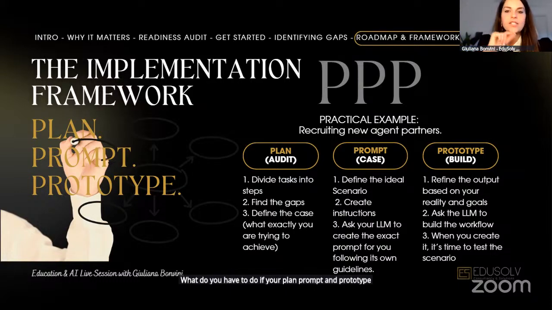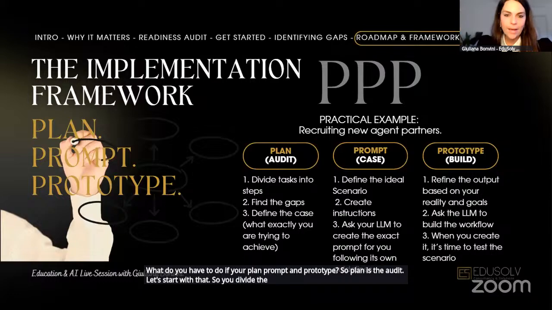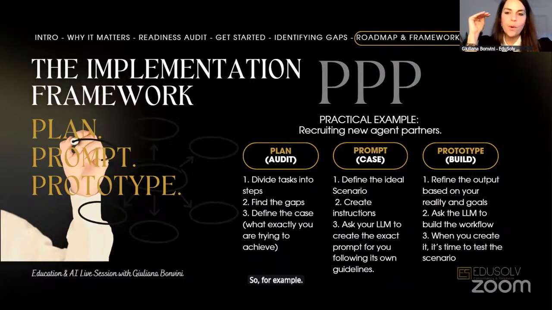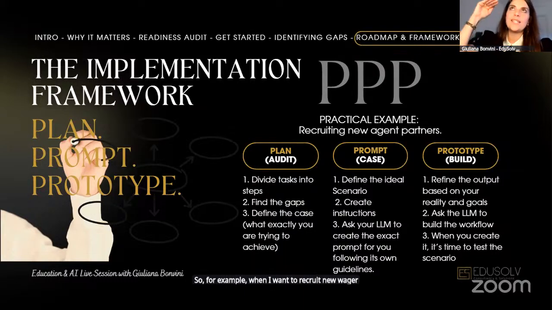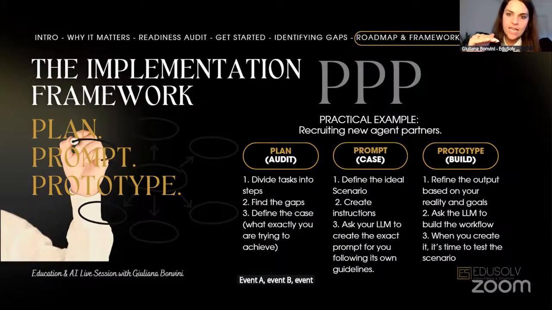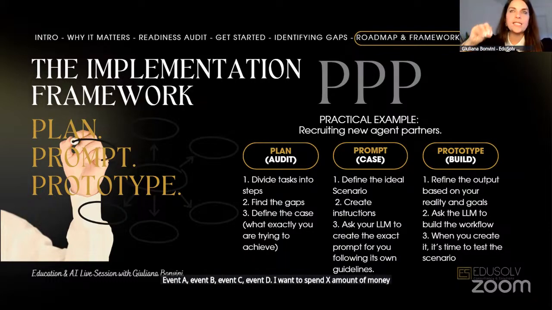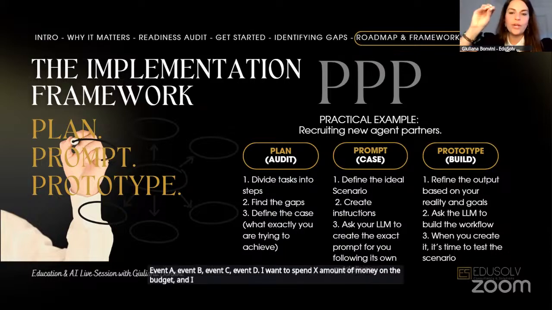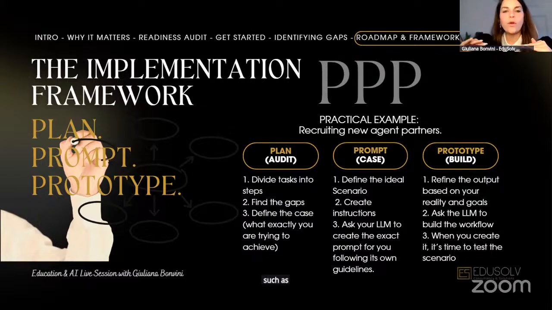So plan is the audit. Let's start with that. You divide the tasks into steps. So for example, when I want to recruit new agent partners, I want to attend event A, event B, event C, event D. I want to spend X amount of money on the budget, and I want this communication plan, such as the automation process of following up, which I mentioned earlier in the session.